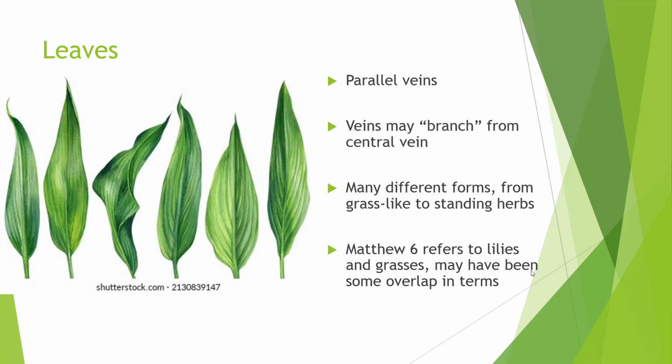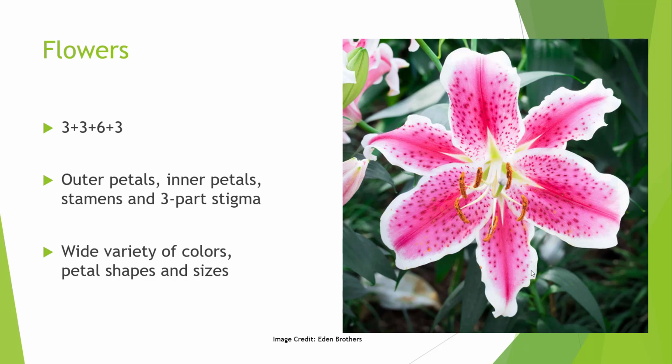Matthew 6 refers to lilies and grasses, and there may have been some overlap in the terms in the biblical narrative. So this is kind of interesting. If you look at the word grass and you look at the word lily, look for examples when you see grass flowers mentioned. Speaking of flowers, this is what a lily flower looks like.